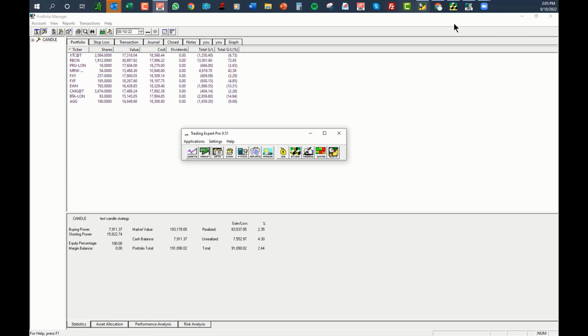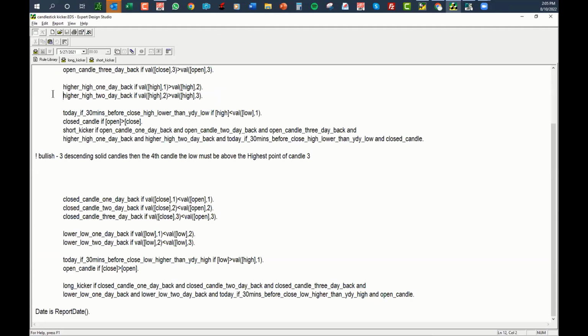So briefly here, when I actually launched that expert design studio, the strategy that we're going to look at today, and this is something we looked at in a prior session, was a candlestick kicker strategy that works quite well for long trades. We didn't look at the short side. This was just purely for long trades. This coding here, you don't have to worry about the coding. This is all available either within your system, or we can get you a copy of this strategy sent to you so that you can actually look at it yourself.